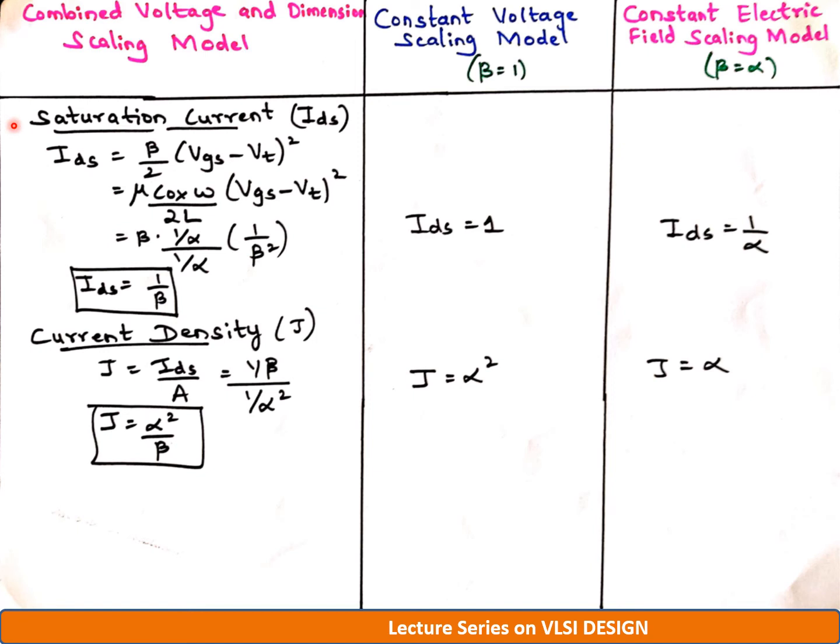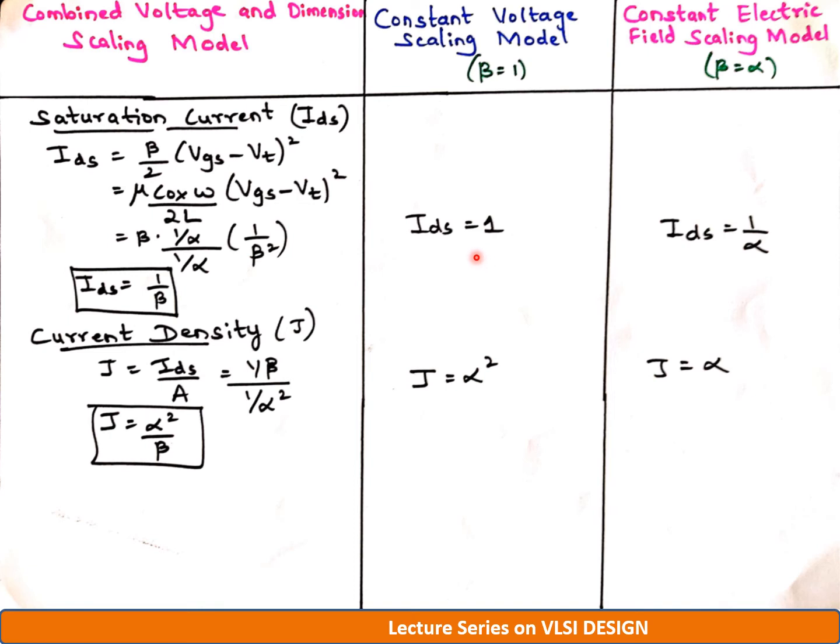The next device parameter is saturation current. Current is given by beta by 2 (VGS minus VT) square. Beta is given by mu Cox W by L. Mu is constant. Therefore, Cox is scaled by beta. Width is scaled by 1 by alpha. Length is scaled by 1 by alpha. VGS minus VT is a voltage term, and voltage is scaled by 1 by beta. We have voltage square, so we'll have 1 by beta square here. Therefore, the scaling factor for saturation current is 1 by beta in the combined V and D model.